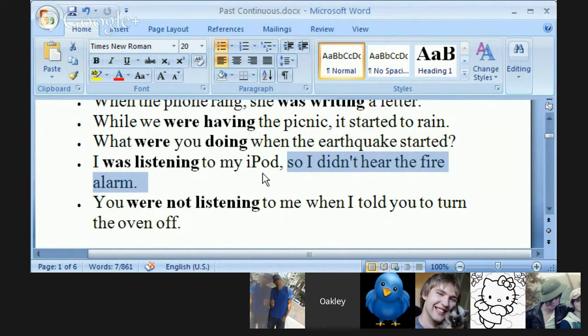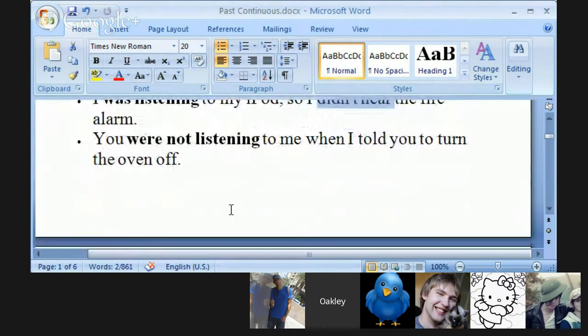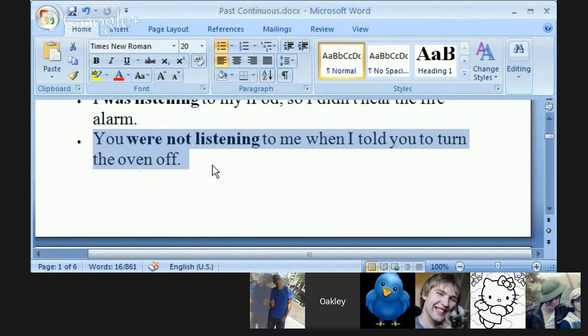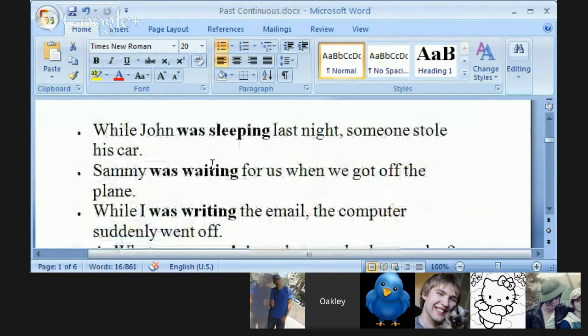Notice this time it is not necessary. All of our examples so far have used when and while, but it is not necessary. We can also use other connectives, like so, for example here. I was listening to my iPod, so I didn't hear the fire alarm. Negative, but negative, simple past tense. Same idea, just different connective. You weren't listening to me when I told you to turn the oven off. All right, same thing. Again, while John was sleeping last night, you notice while with the continuous, someone stole his car.